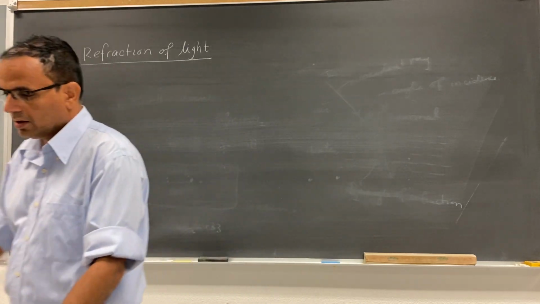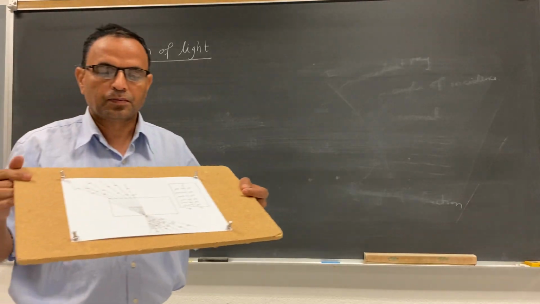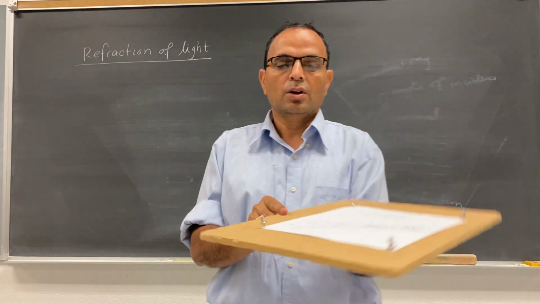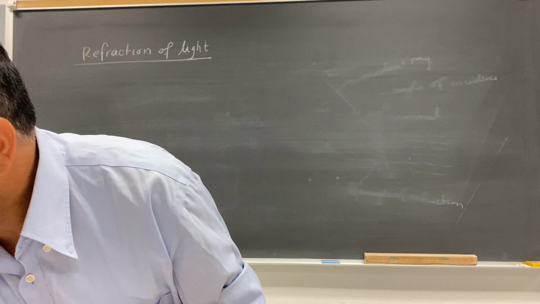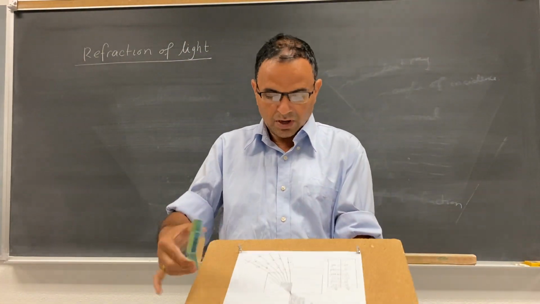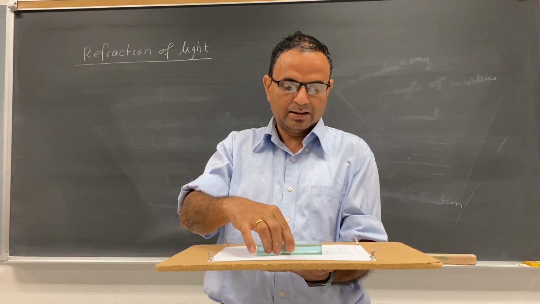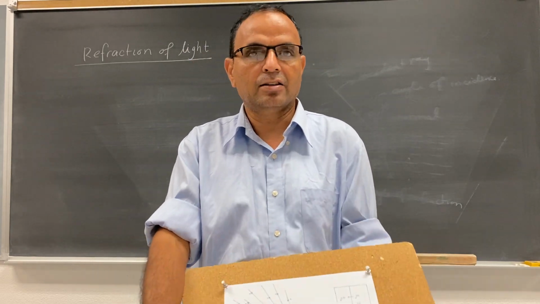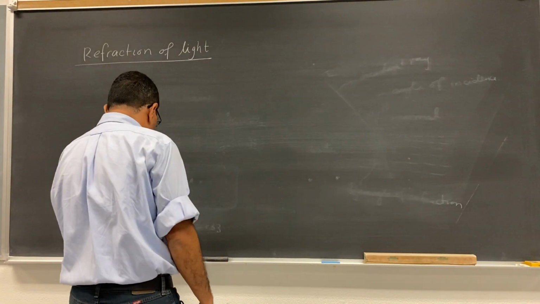take a cork board like this. I already did it here. Put the cork board on the table, and then take your glass slab. Keep the glass slab here horizontally, like this, and draw the outline. The outline is like a rectangle.